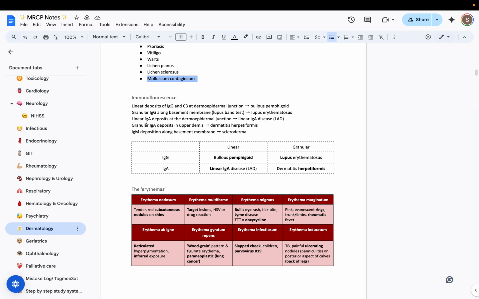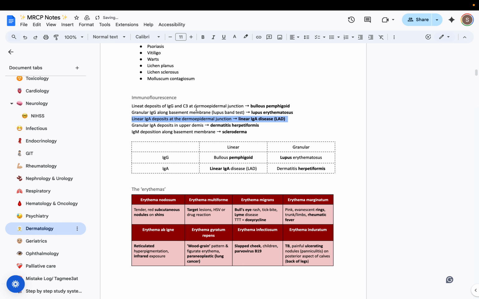Immunofluorescence. Now, this is just a compilation of the most important ones in the immunological skin diseases. So we have bullous pemphigoid, lupus erythematosus, linear IgA disease, dermatitis herpetiformis, and scleroderma. Now, in bullous pemphigoid, there is linear deposits of IgG at the dermo-epidermal junction. Okay. So it's linear. And then there's also another linear one, but it's IgA, linear IgA disease. This is linear IgA deposits at the dermo-epidermal junction.